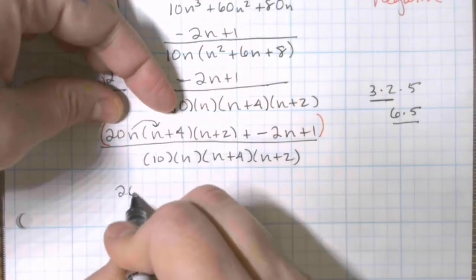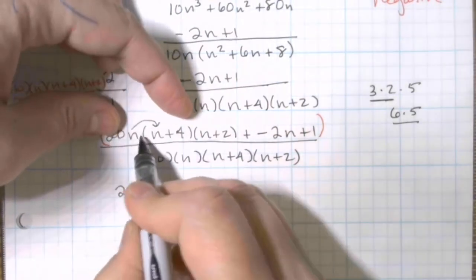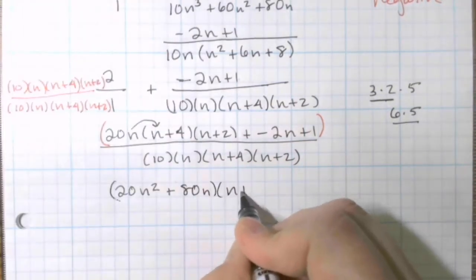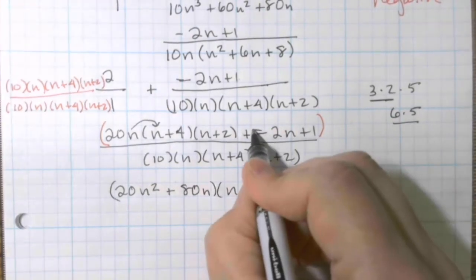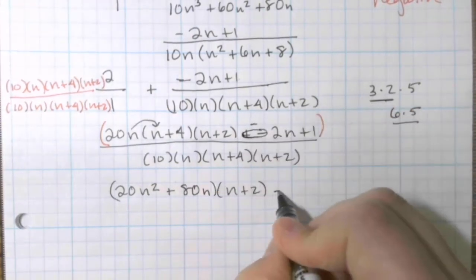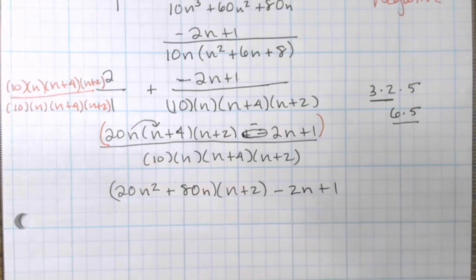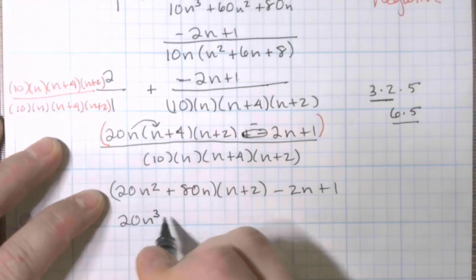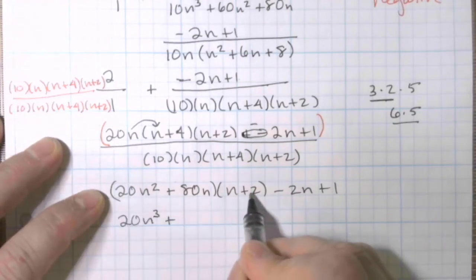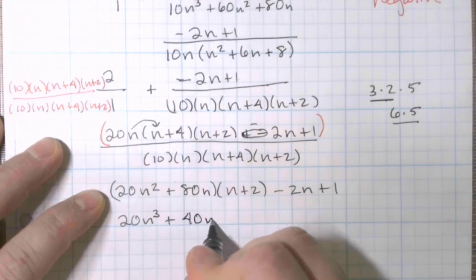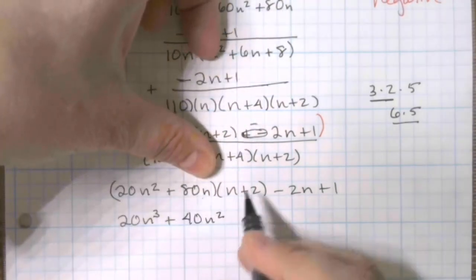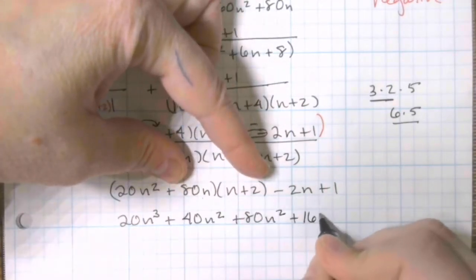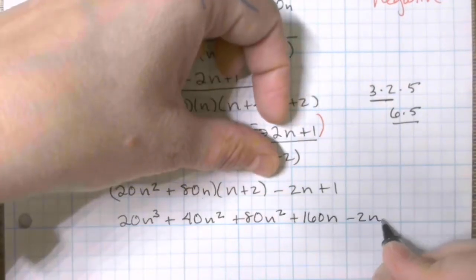20n times n is 20n squared plus 20n times 4. That's 80n. Let me multiply that by an n plus 2. Go ahead and simplify this. Positive times a negative is a negative, so minus 2n plus 1. Now we're going to multiply. 20n squared times n is 20n cubed, plus 20n squared times 2 is 40n squared. Now this one, 80n times n is 80n squared. 80n times 2 is 160n. Then we have minus 2n plus 1.